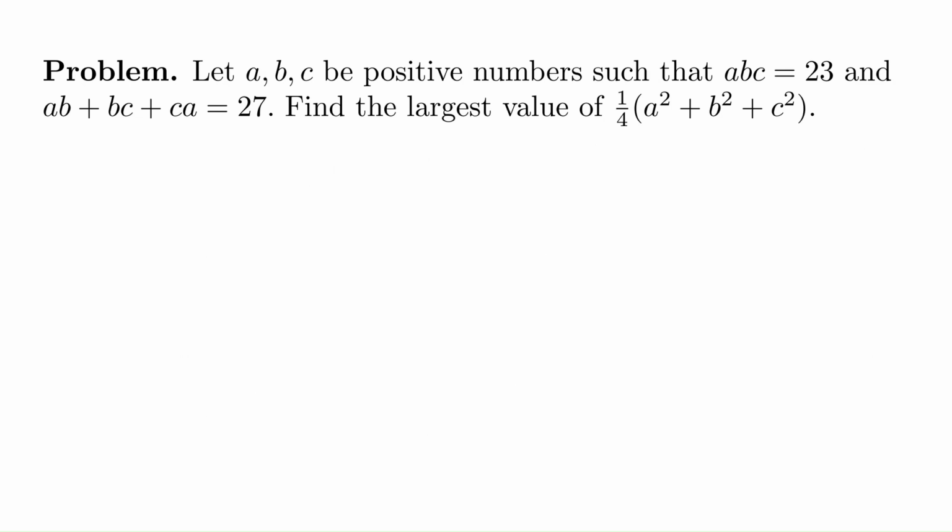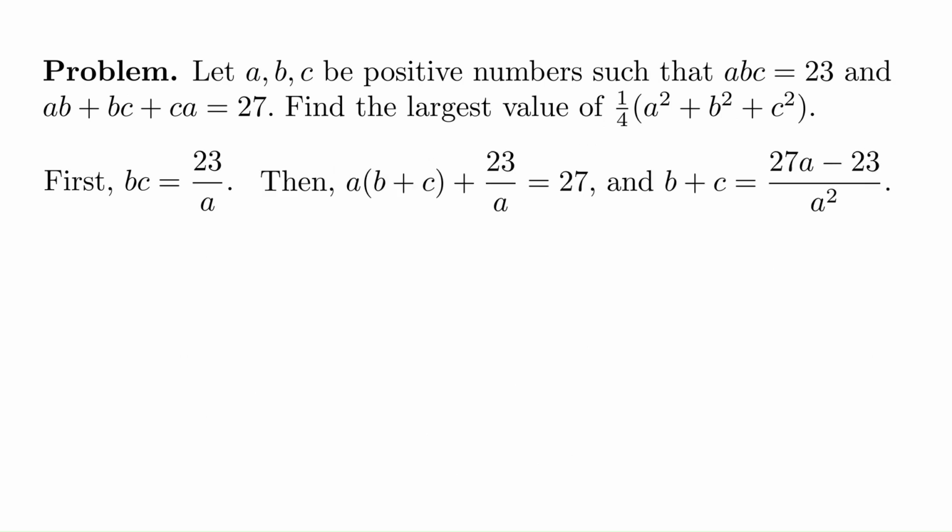We have three variables a, b, and c with two equations, so there is 1 degree of freedom. Theoretically, we can solve for b and c in terms of a. First, b times c equals 23 divided by a. This is from the first equation. From the second one, we have ab plus ac plus bc, where bc is replaced by 23 divided by a, equals 27. Solving for b plus c, it equals (27a minus 23) divided by a squared.